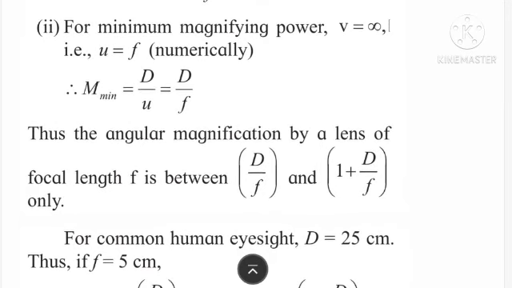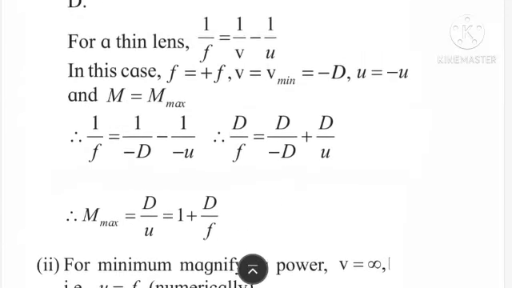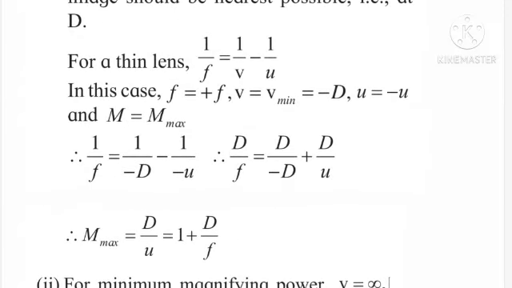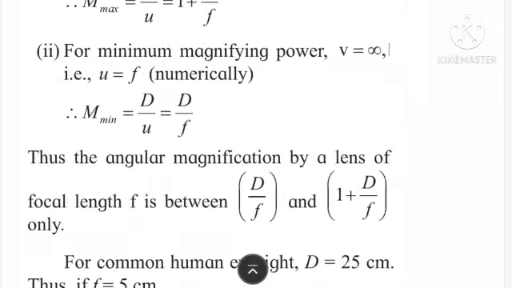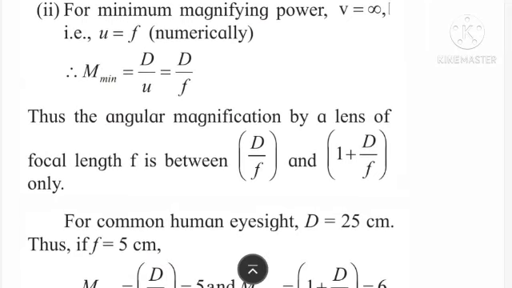Similarly for minimum magnifying power, the image distance is infinity, v is infinity. That's why if we keep that value in the above equation, 1 upon f is equal to 1 upon v minus 1 upon u. Here v is infinity, that's why 1 upon infinity is 0, and numerically we can write f is equal to u because the minus sign will be considered for sign convention. That's why u is equal to f, and automatically the equation for minimum magnifying power comes out to be d upon u, that is nothing but d upon f.